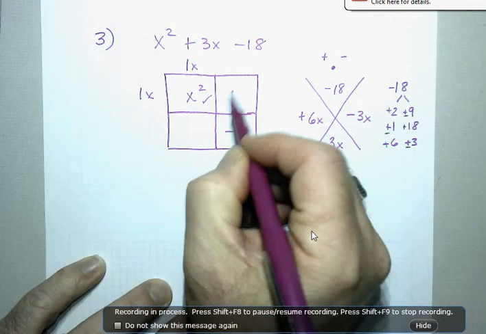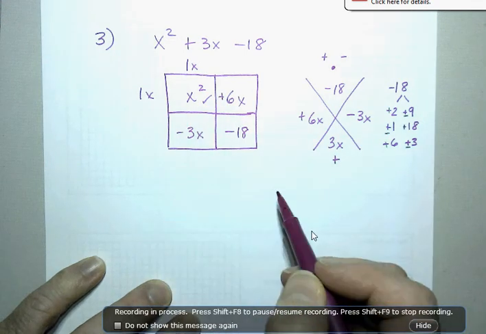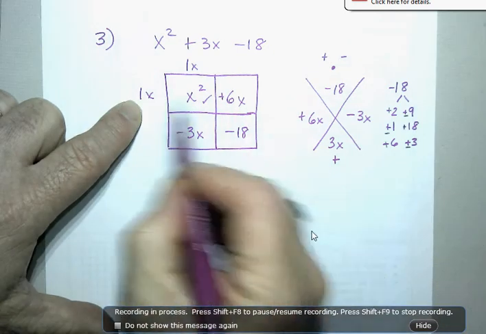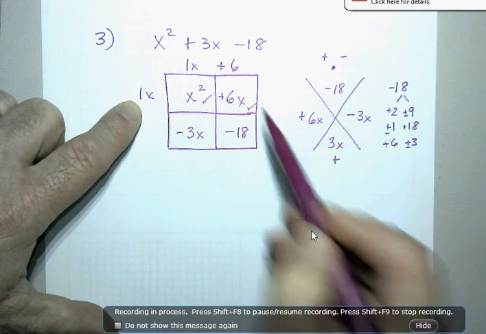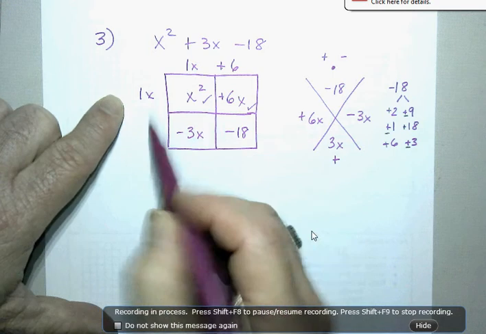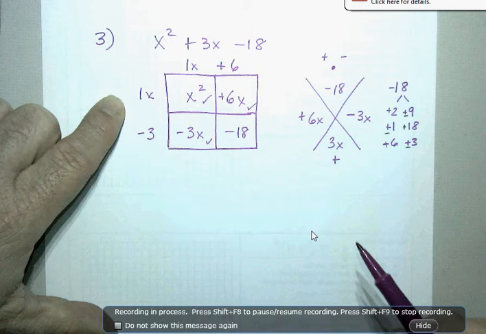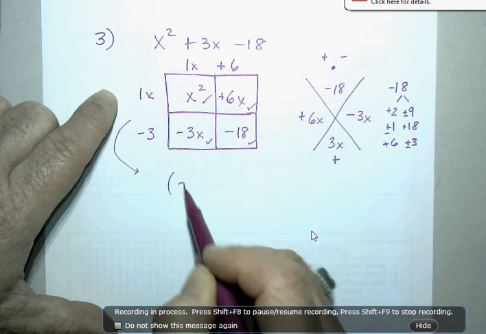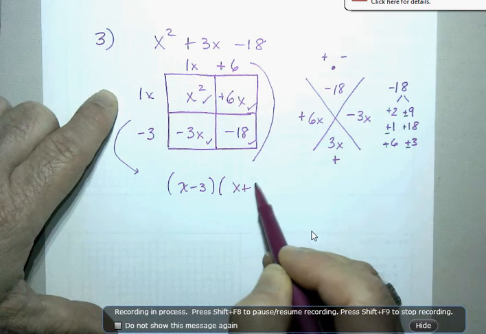So 6x, positive, negative 3x, negative. Okay? So 1x times 6 positive will give me the positive 6x. 1x times negative 3 will give me the negative 3x. And 6 times negative 3 is negative 18. So my factors are x minus 3 times x plus 6.